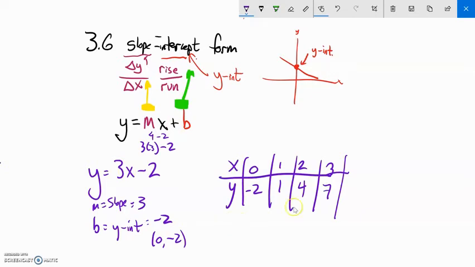So notice what I have here is a table of values for this equation. And again, you don't have to do it this way, but you could graph them. 0, negative 2 would be about here. 1, 1 would be about here. 2, 4 would be about here, and so on, and they would make a straight line.